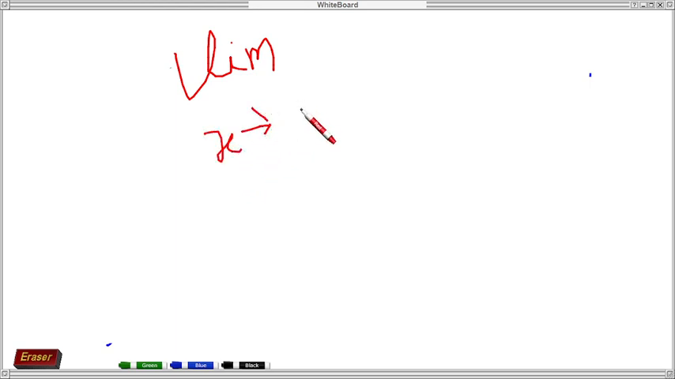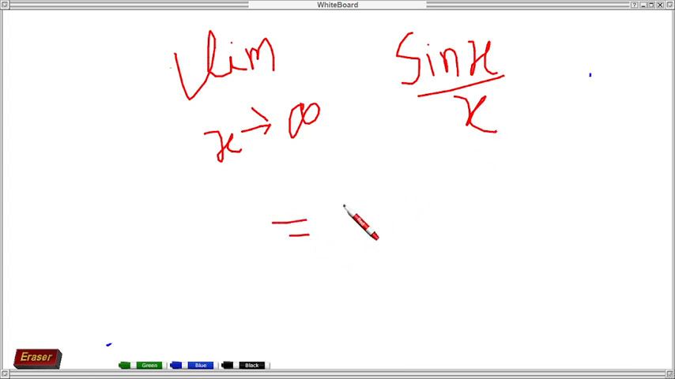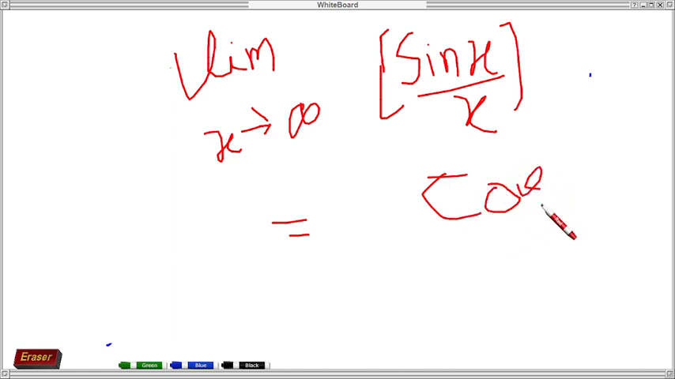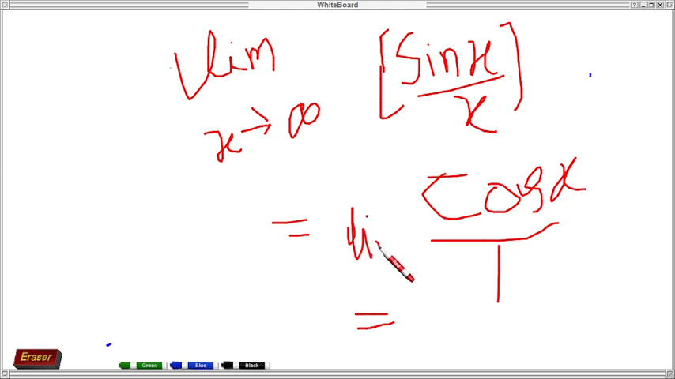Limit x extended to infinity of sin x by x. So simply, as the limit extends to infinity, that means infinity by infinity form. If you put infinity here, it is infinity by infinity form, so simply differentiate first. What is the differentiation of the first term? Sin x differentiation is always cos x, and differentiation of x will be 1. Limit x extended to infinity, so cos infinity.